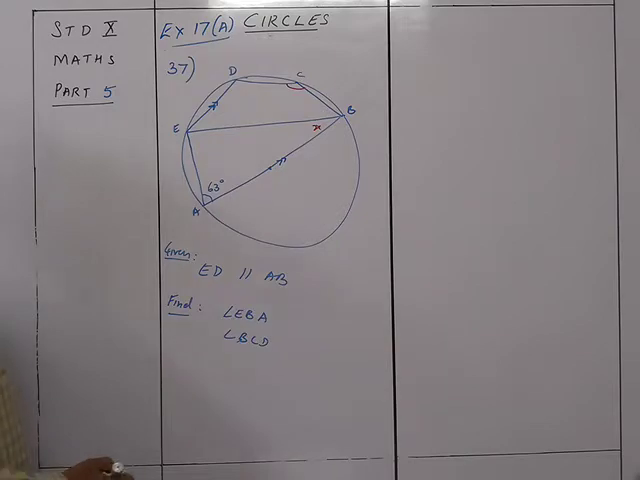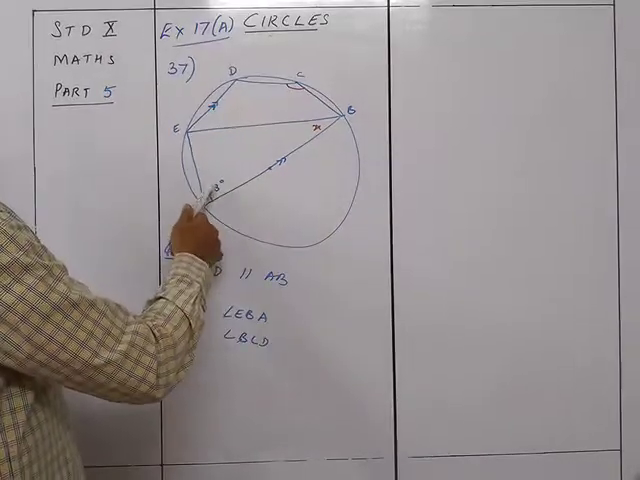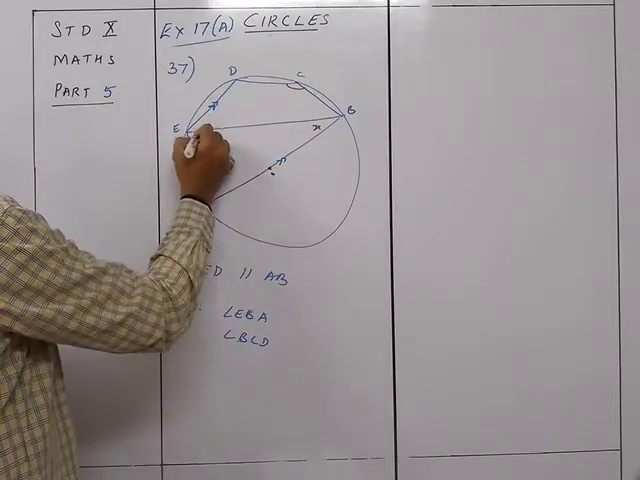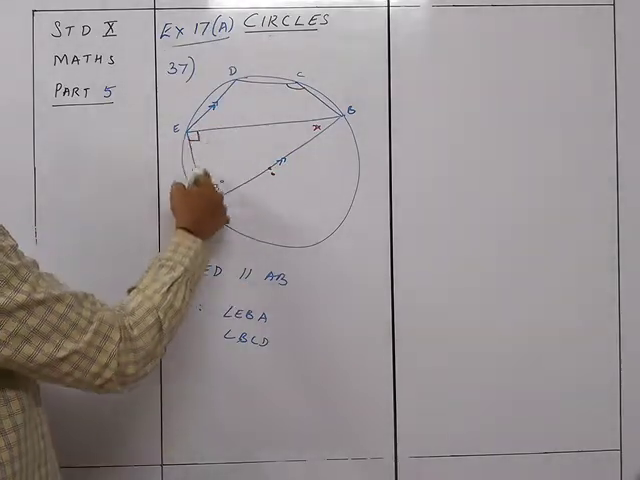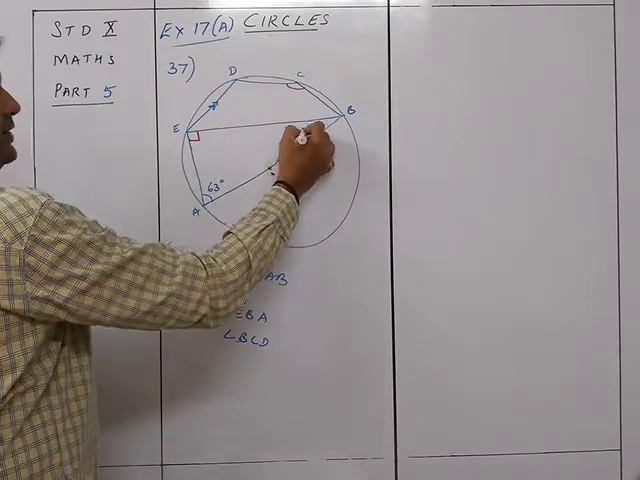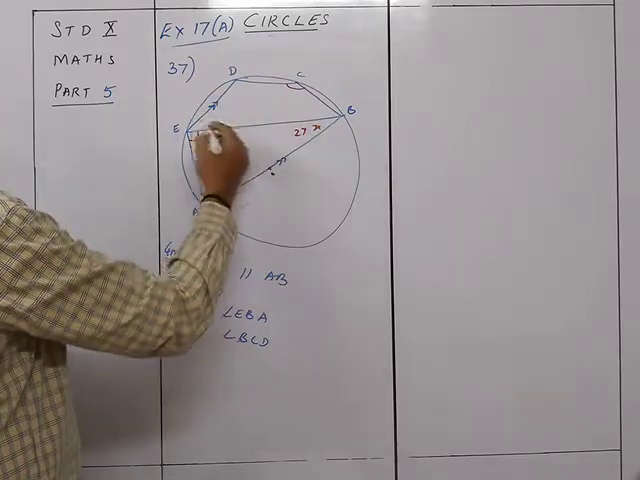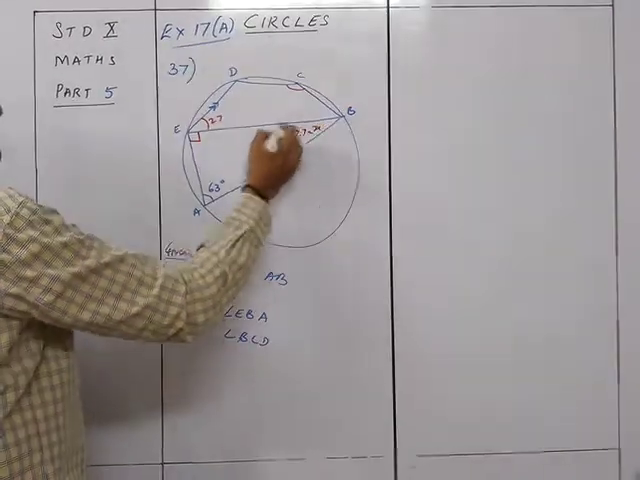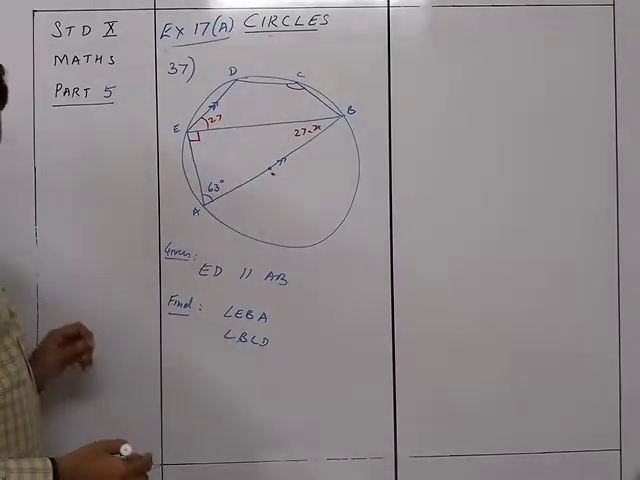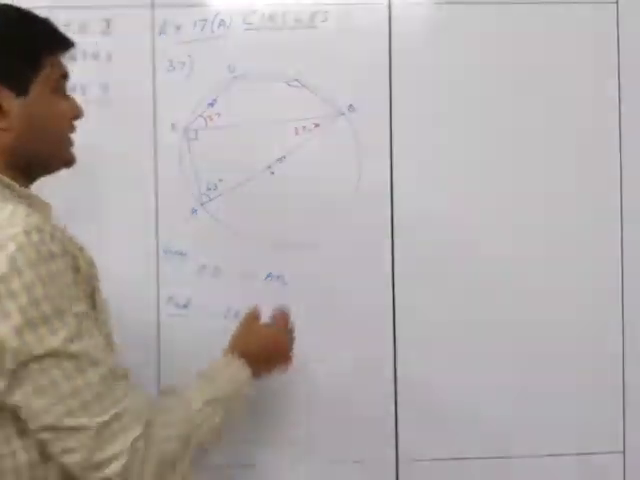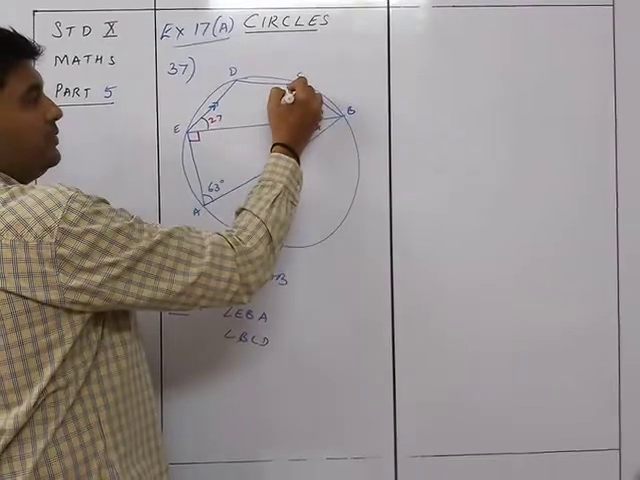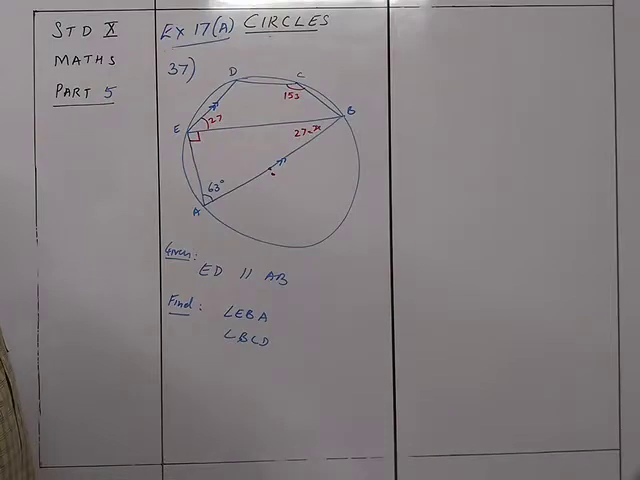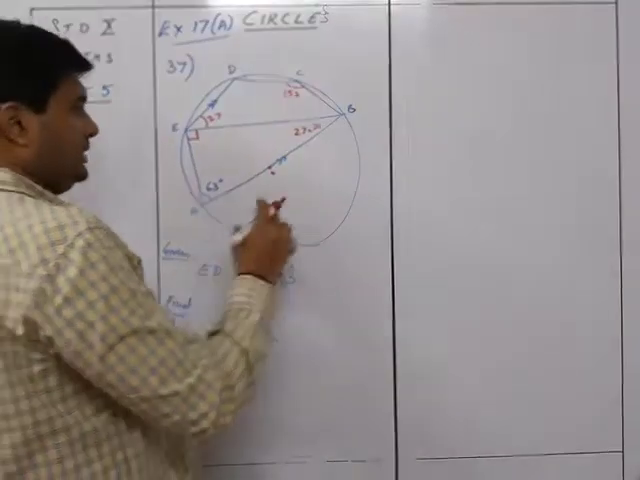So first of all, what we have is, this is the diameter, so automatically this is going to be 90. So this is 90, this is 63, so this will be 27. So by parallel lines, this will also be 27. And then from the opposite angles of a cyclic quadrilateral, I will get this, 153. Okay, easy. Sure. Let's write it down.